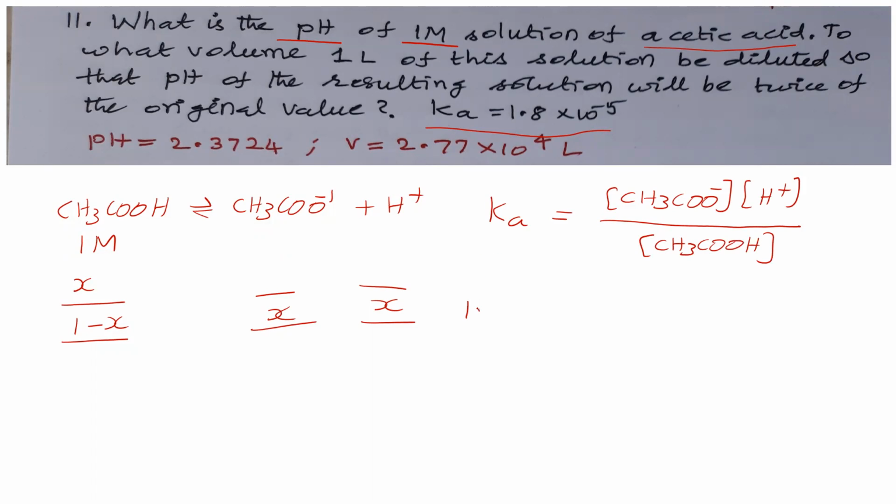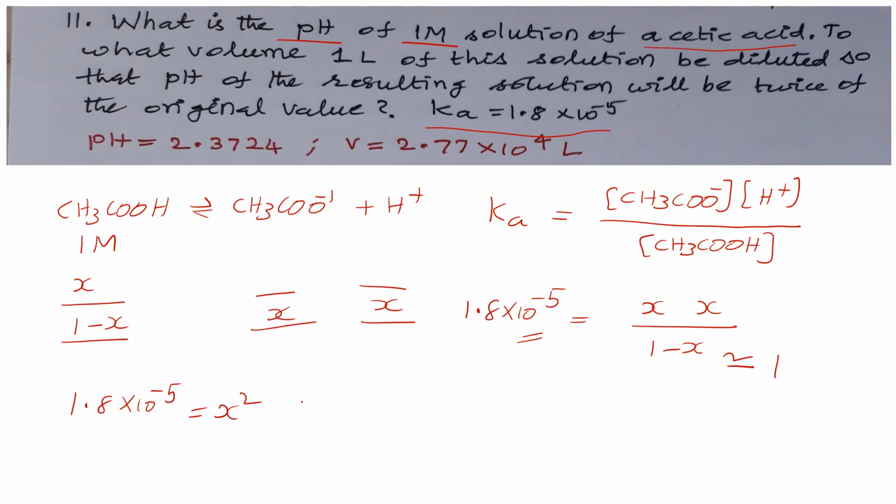Now we substitute the Ka value, 1.8 into 10 to the power of minus 5. Acetate ion is X, H plus is X, acetic acid is 1 minus X. Now shall we go for approximation? Yes, we can. 1 minus X we can nearly take as 1; X we can neglect when compared to 1, also because Ka is 10 power minus 5. So we get 1.8 into 10 to the power of minus 5 is equal to X square.